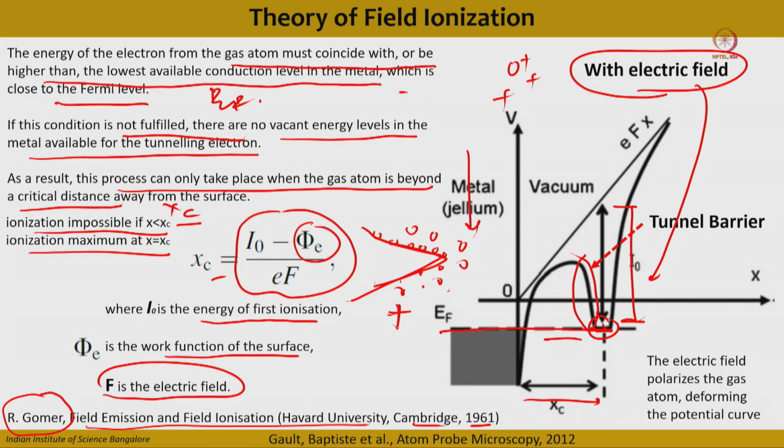due to this very high positive potential, will go near the surface, and at a distance of xc, so if you have a tip and this particular gas atom at a distance of xc, the electron from the gas atom, in the presence of a sufficient electric field, can travel towards the metal surface. As these electrons travel to the metal surface, these atoms get ionized, developing a positive charge.